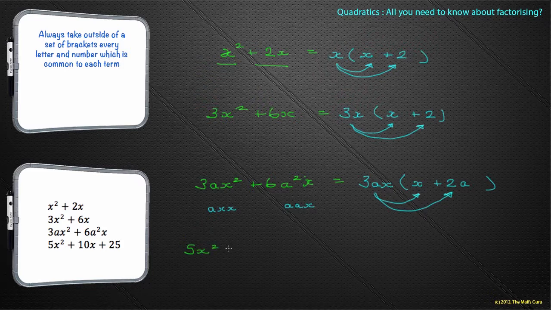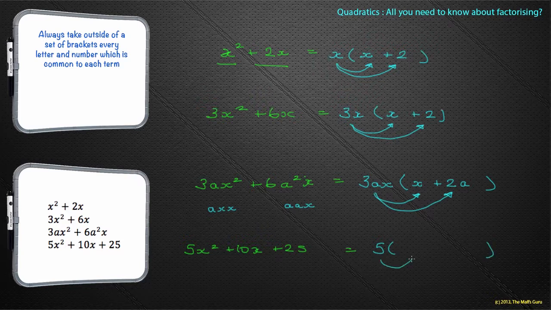5x squared plus 10x plus 25 equals, I've got 3 terms now. Does that change anything? Nope. What do I have common? Well, I've got a number, a number, and a number. So it's 5, 10, and 25. The biggest number that will go into 5, 10, and 25 is 5. I've got a letter, ooh, no letter, which means because I don't have a letter in every single term, all I can take outside is the 5.